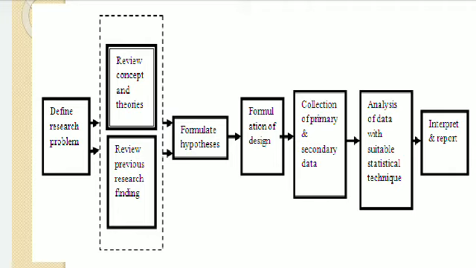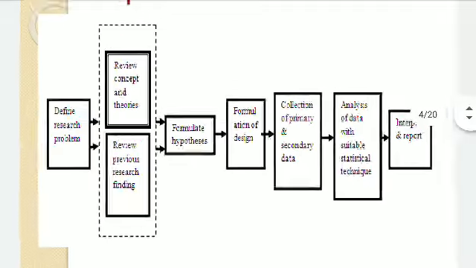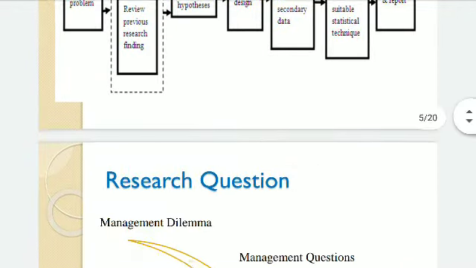So the first step, I will repeat again, you have to define the research problem, then review various concepts and theories, and also review various research papers. After that, formulate your hypothesis, then formulate your research design. After that, collect your primary and secondary data, then analyze your data, interpret the data and prepare your report. So these are the various basic steps of a summer internship project. This is also a typical question in your Viva.